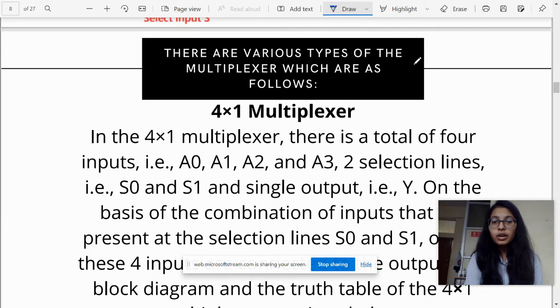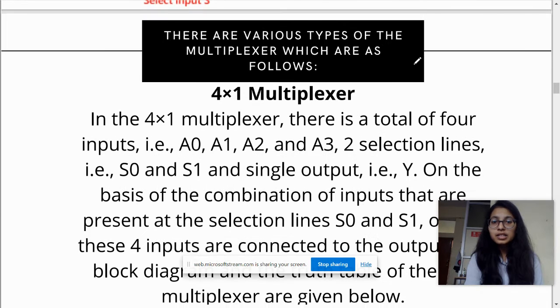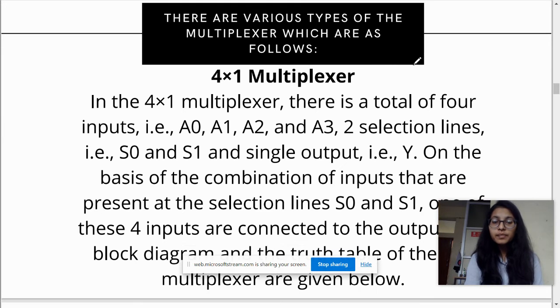Okay. Now moving on to our next type of multiplexer, that is the 4 cross 1 multiplexer. So in a 4 cross 1 multiplexer, there is a total of 4 inputs, since it's visible over here, and that is A0, A1, A2, and A3, and two selection lines.